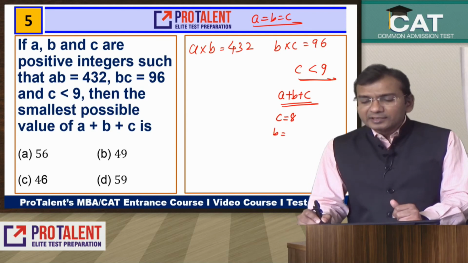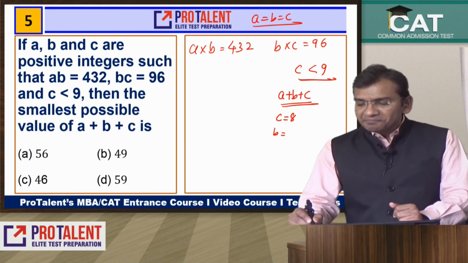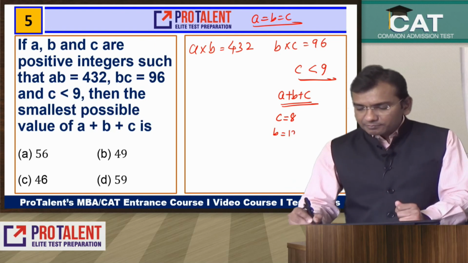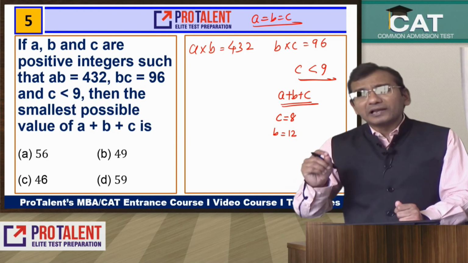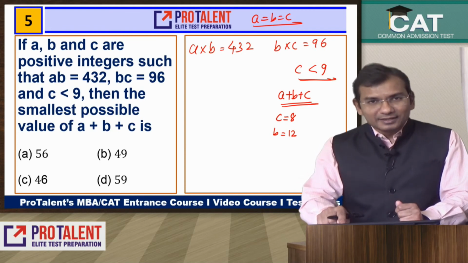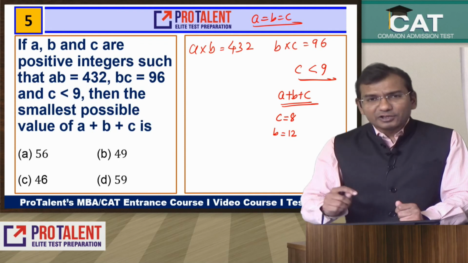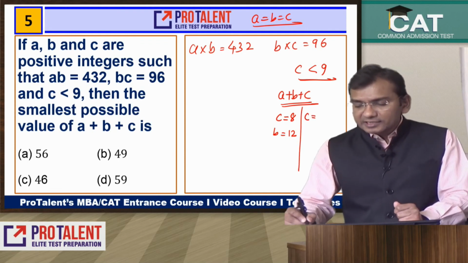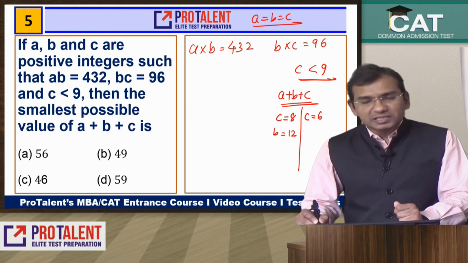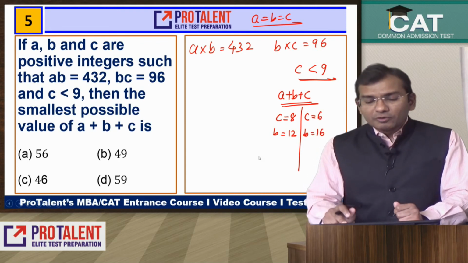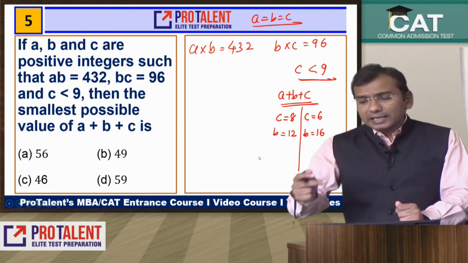If I take C is equal to 8 which is less than 9, so I get a value of B is equal to कितना होगा? 12। B की वैल्यू हो गई 12। If I apply it here, so what will happen? I will get a value of A which is bigger. So if I take C is equal to 8 की जगह पर 6 ले लेता हूं मैं। If I take 6, so I get B is equal to 16. So when I take B equal to 16, still A is bigger.